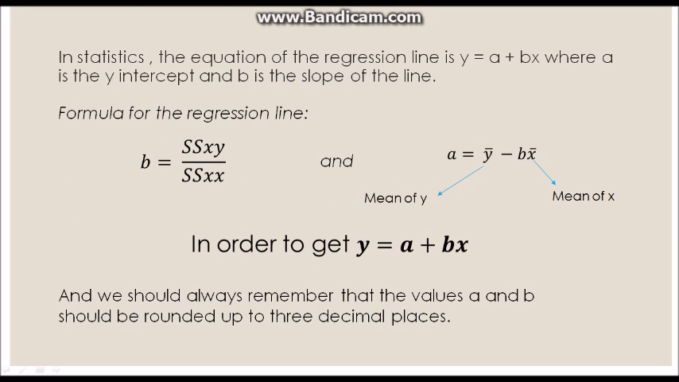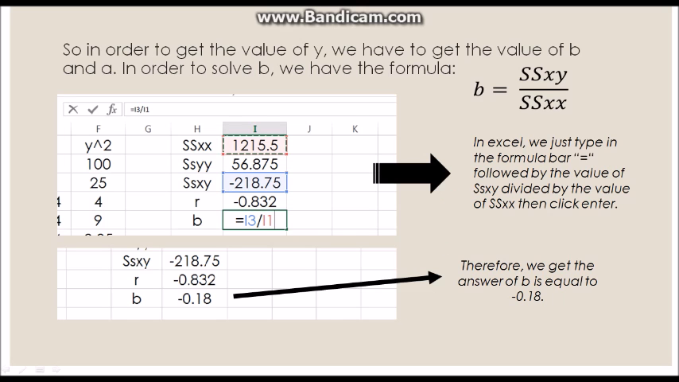regression line is determined. In statistics, the equation of the regression line is y equals a plus b times x, where a is the y-intercept and b is the slope of the line. Formula for the regression line: B equals SSXY divided by SSXX, and A equals the mean of Y minus B times the mean of X, in order to get Y equals A plus B times X. And we should always remember that the values A and B should be rounded to 3 decimal places.